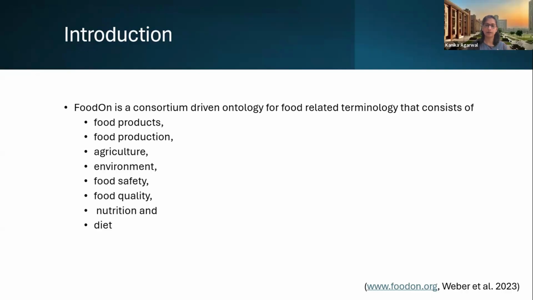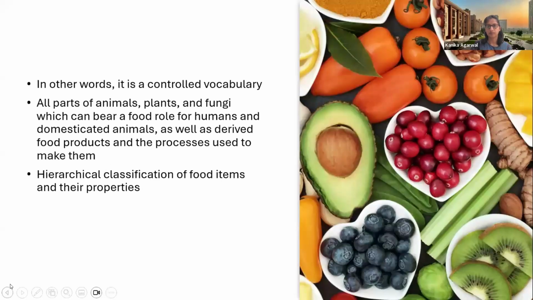Because everyone across the world is collaborating on this, and it is open source, it is in line with the FAIR principles. It consists of everything related to food: food products, food production, agriculture, environment, food safety, food quality, nutrition, and diet. In other words, it's basically a controlled vocabulary. Just as the English dictionary is a vocabulary, food ontology is also a vocabulary, which covers parts of animals, plants, and fungi.